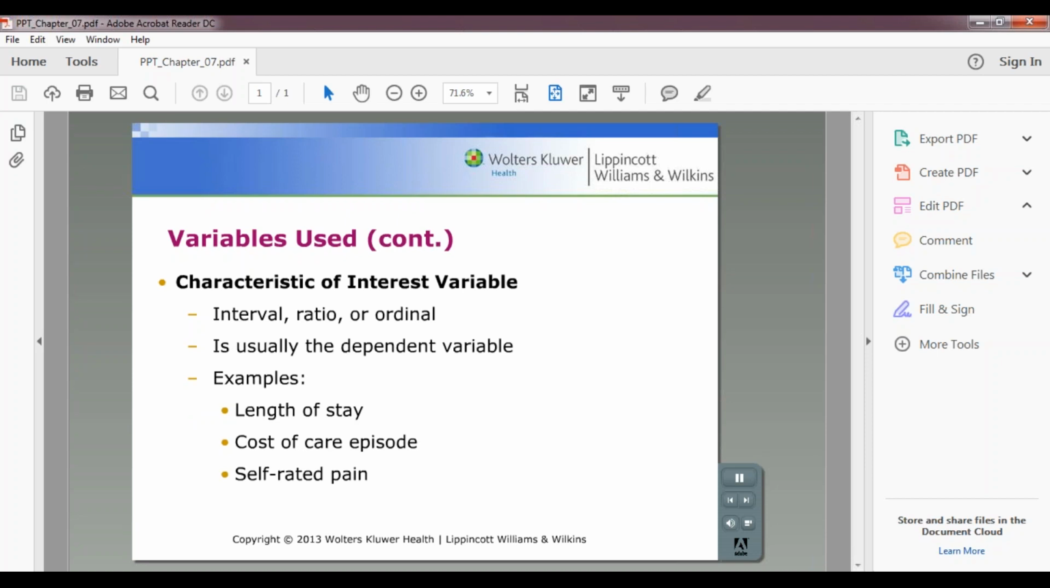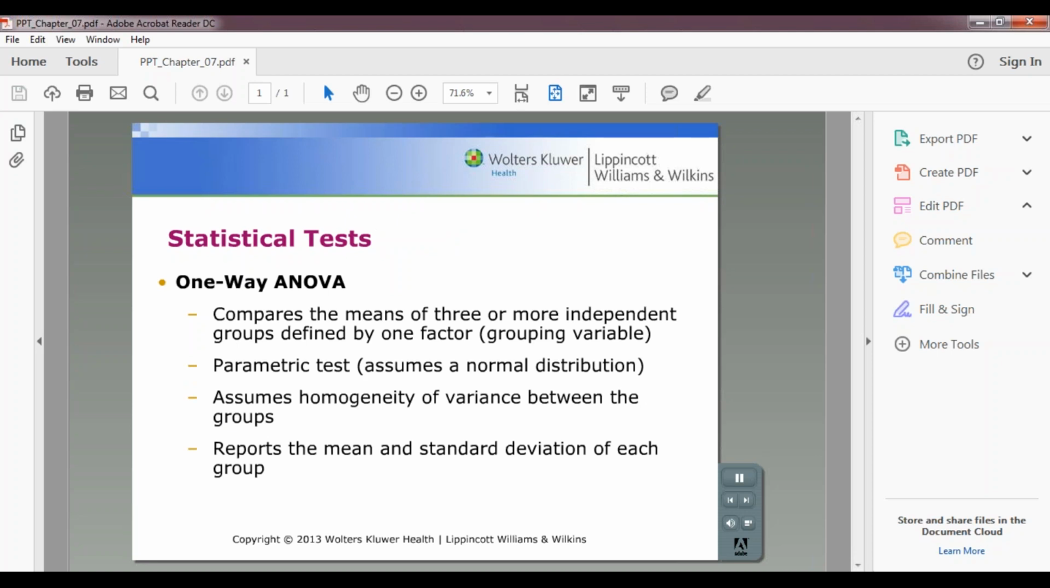The characteristic of interest, which is otherwise known as the outcome or dependent variable, needs to be at least interval, ratio, or ordinal. It's classified as a dependent variable, or you could call it the outcome variable. Things like length of stay, cost of care, self-rated pain scale, etc. So these are our outcome variables.